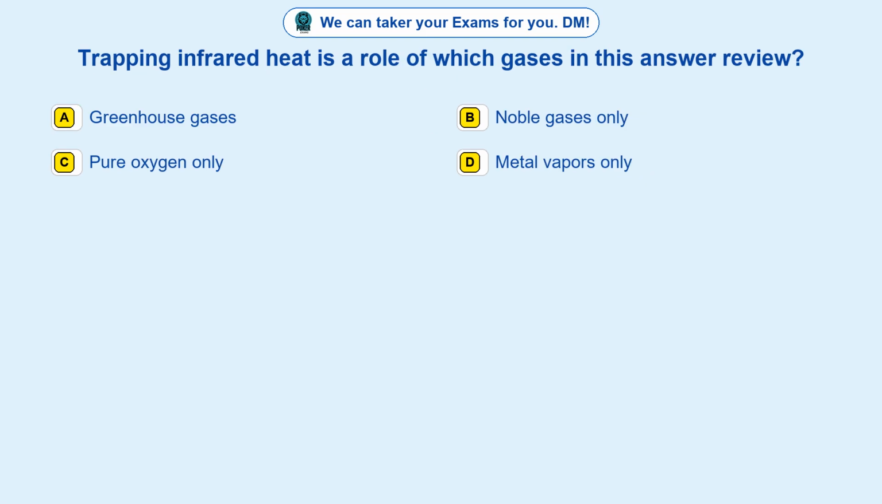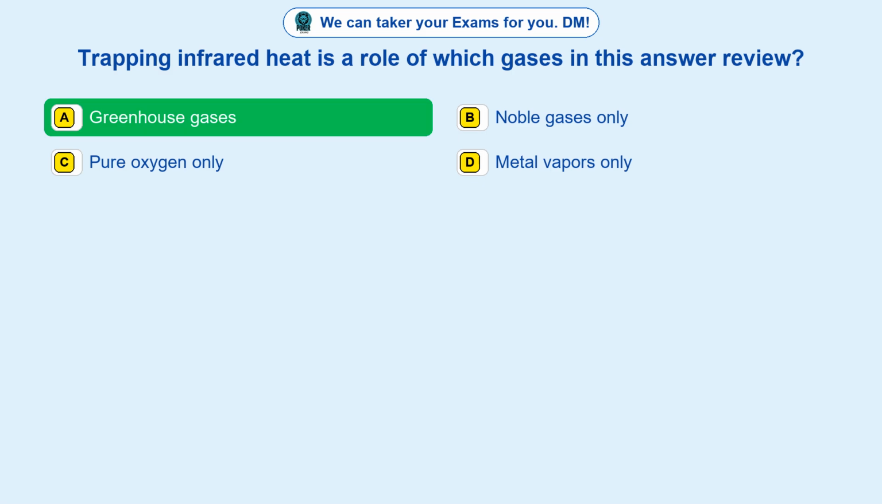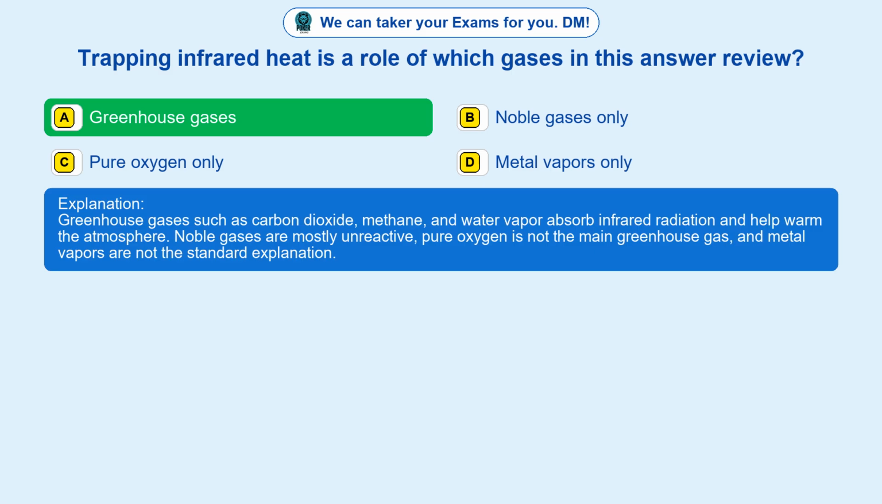Question 88. Trapping infrared heat is a role of which gases in this answer review? Option A, greenhouse gases. Option B, noble gases only. Option C, pure oxygen only. Option D, metal vapors only. The correct answer is option A. Greenhouse gases. Greenhouse gases such as carbon dioxide, methane, and water vapor absorb infrared radiation and help warm the atmosphere. Noble gases are mostly unreactive, pure oxygen is not the main greenhouse gas, and metal vapors are not the standard explanation.